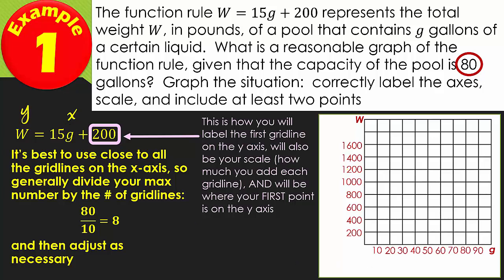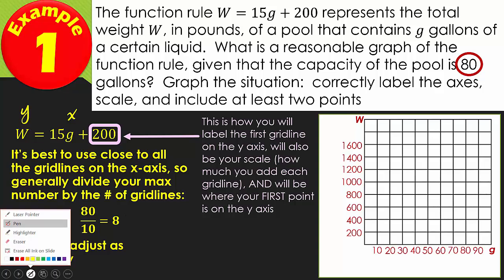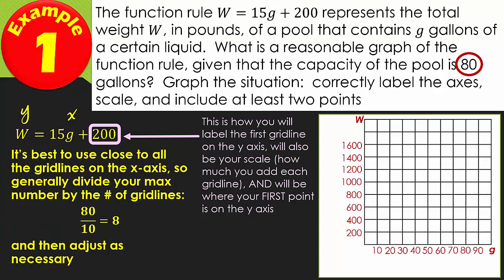So we label that G. So that's important. We want to make sure that we label these not as X and Y, but as W and G, in addition to making all this. But we're not done yet. We also need to label the axes.